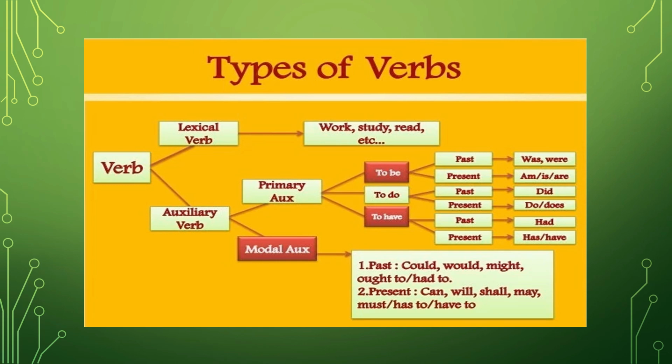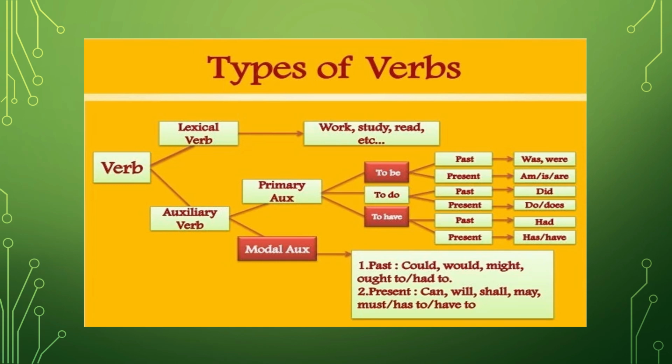See how these verbs will be. The main verb will have two parts, lexical verb and auxiliary verb. Auxiliary verbs are nothing but helping verbs. Lexical verbs are the linking verbs. Work, study, read, etc. Lexical verb is the main verb, we can say. Under auxiliary verb, there are primary auxiliary and modal auxiliary. Primary auxiliary means what? It shows the tense. Primary auxiliary shows the tense. But modal auxiliary may show the tense, but generally it shows the mood. Modals generally show the mood, but based on the tense also we use them. That's the modal auxiliary, we say.